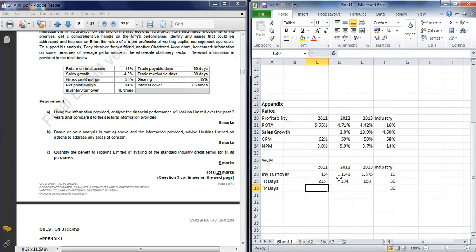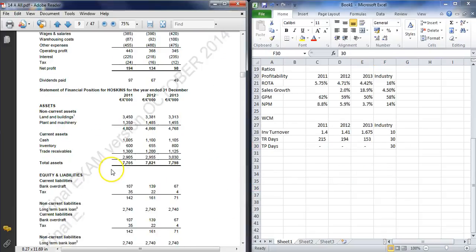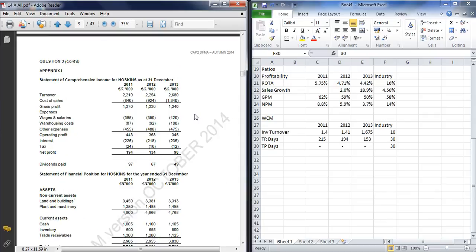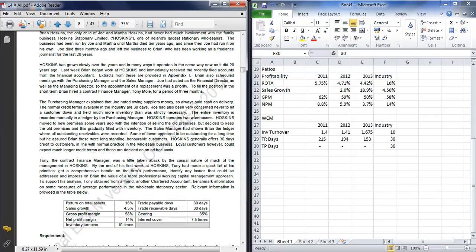And again, remember, our Hoskins have 0 trade payable days because they don't hold any trade payables. So you can see in the appendix, there's no current liability for trade payables, and the good student will link that back. The reason for that is Joe hated owing suppliers money, so always paid cash on delivery, even though the normal credit terms were 30 days.